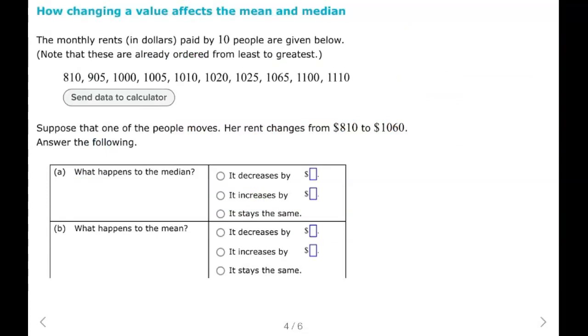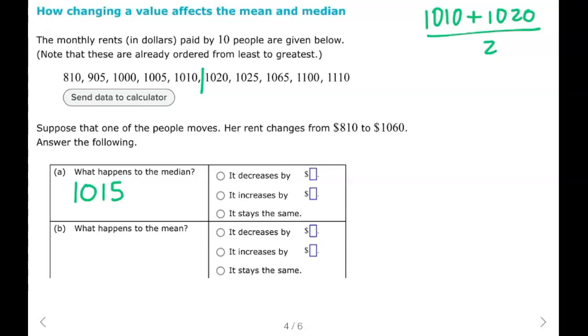All right, median, that's the middle number. In this case, we have 10 numbers, so it's right there in between the 1010 and the 1020. Well, halfway between those is 1015. You can add them together and divide by 2. So the original median is 1015.